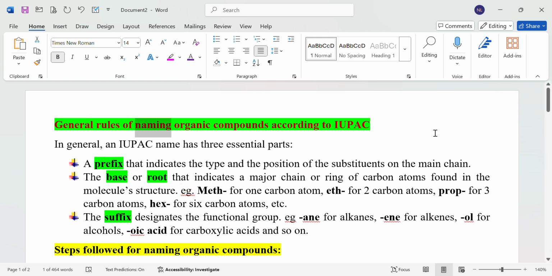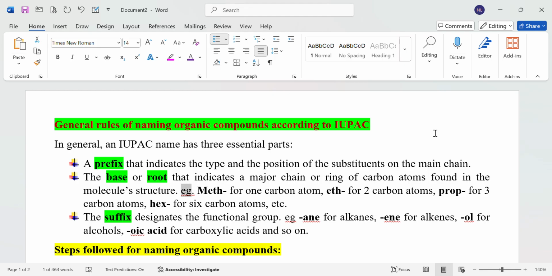General rules of naming organic compounds according to IUPAC. In general, an IUPAC name has three essential parts. A prefix that indicates the type and the position of the substituents on the main chain. The base or root that indicates a major chain or ring of carbon atoms found in the molecule's structure.